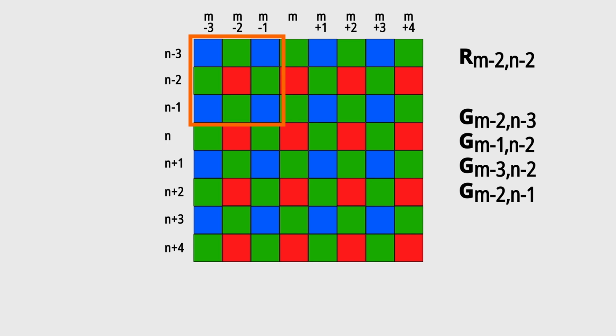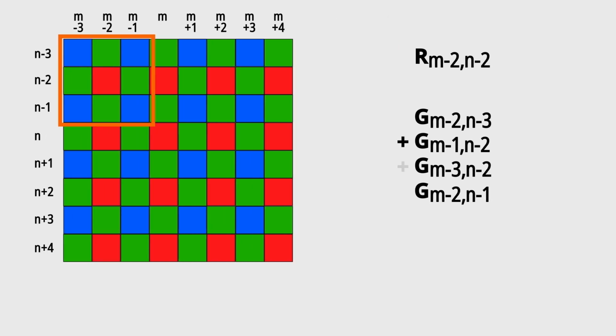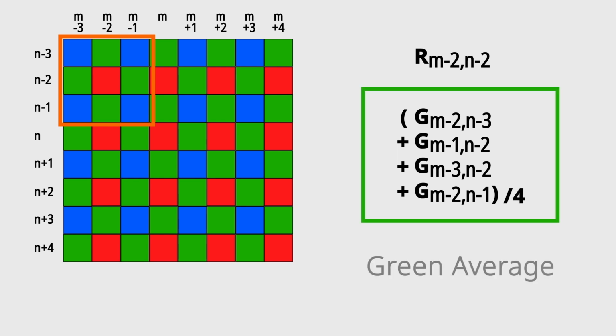Because these green cells sit in very close proximity, it is unlikely for them to have drastically different values. So instead of keeping all 4, we take an average of them. To calculate the average, we add these 4 up and divide them by 4. This is called green average.